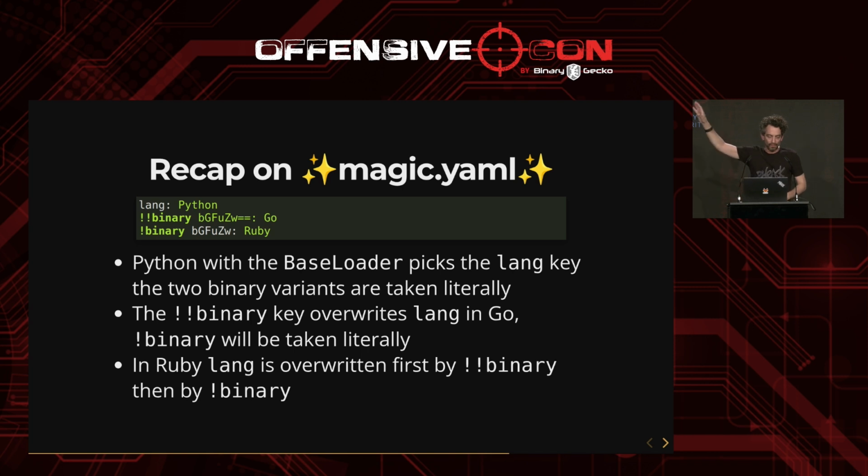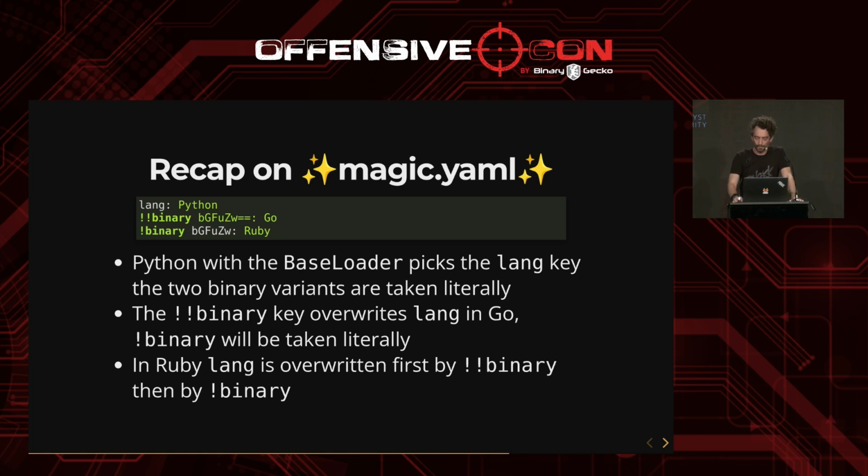So we take for Python, for the base parser, which is really stupid, we just take the key value pair, literally spelled out lang. For Go, we take the double exclamation mark binary with proper base64 for lang. And for Ruby, to avoid the duplicate key collision, we take the single binary, but make it shorter so Go doesn't see that we're actually trying to do the same thing here with Ruby. Make sense?